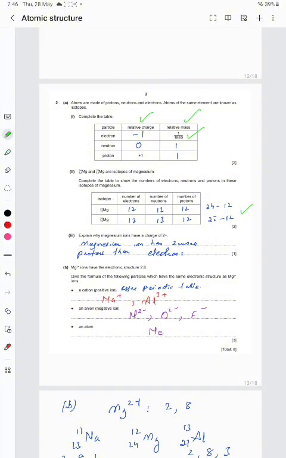Explain why magnesium ion has a charge of 2 positive. It has a charge of 2 positive because protons and electrons are not equal. In Mg2+, there are 2 more protons than electrons. Remember, in a neutral atom, protons and electrons are equal, but in case of ions, the protons and electrons are not equal, and since it is 2 positive, this means it has 2 extra positive charge compared to electrons, and this is what you have to write. Magnesium ion has 2 more protons than electrons.